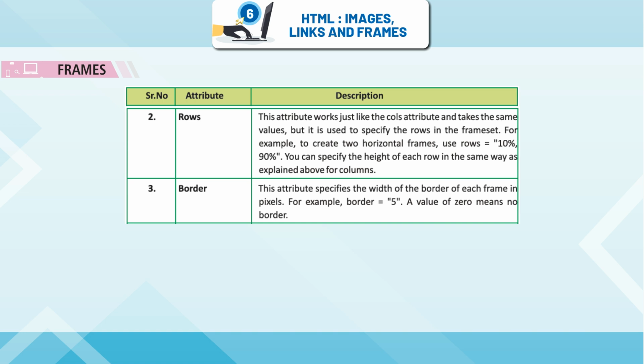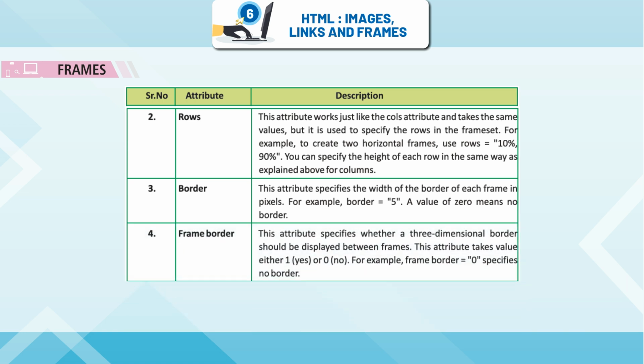3. Border. This attribute specifies the width of the border of each frame in pixels. For example, border equals 5. A value of 0 means no border.